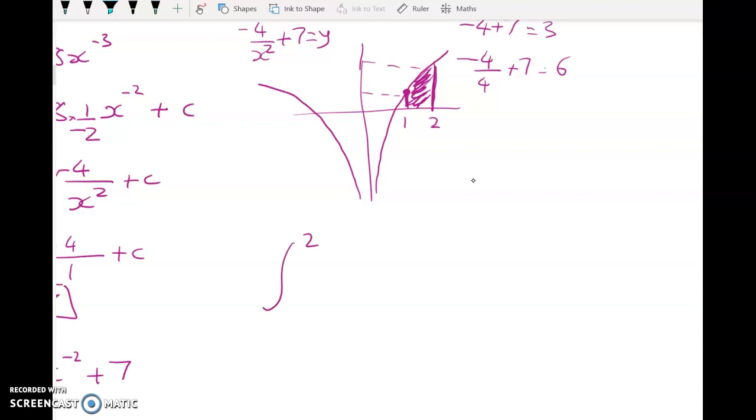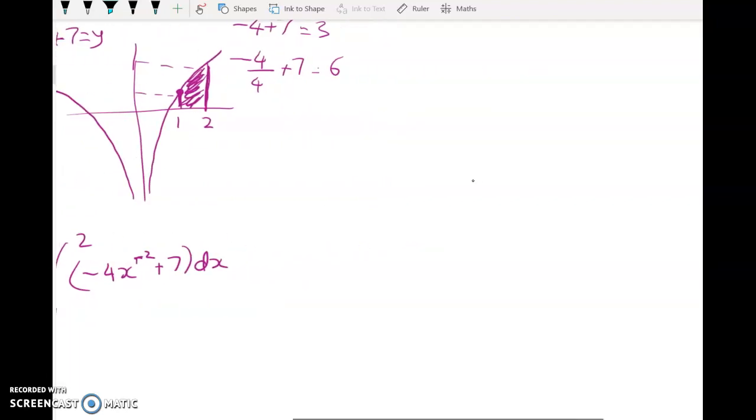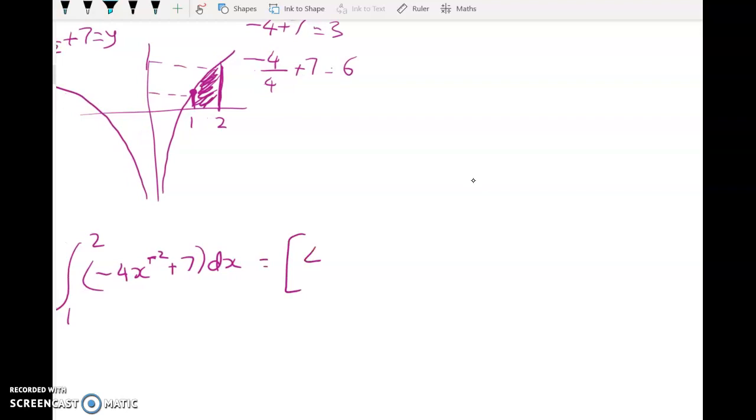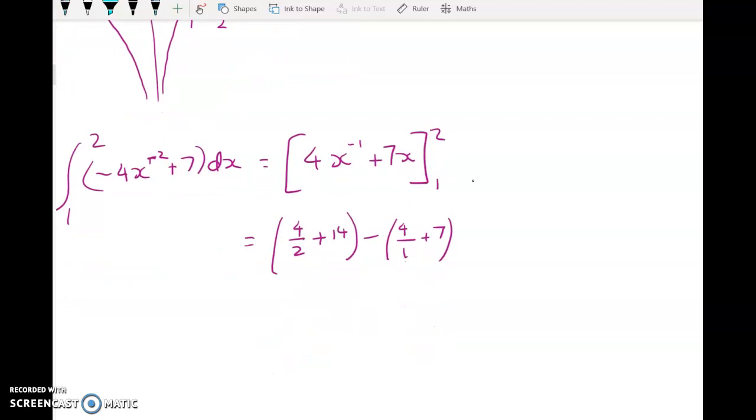Okay, so here we've got the integral from 2 to 1 of negative 4x to the negative 2 plus 7 dx. And that equals 4x to the negative 1 plus 7x between 2 and 1. So subbing in values here, I get 4 over 2 plus 14 minus 4 over 1 plus 7. What do we get here? We get 16 minus 11, which equals 5.